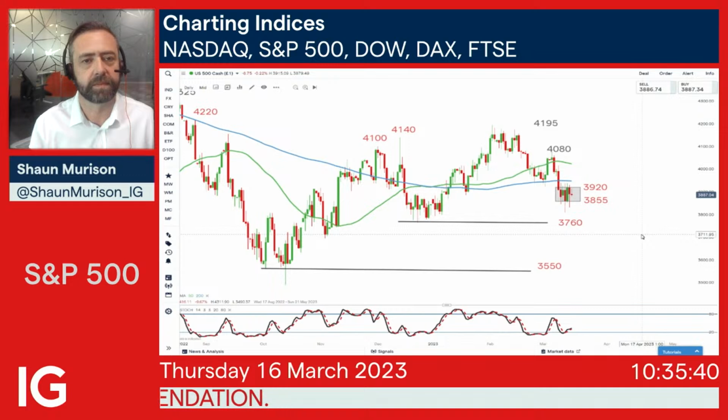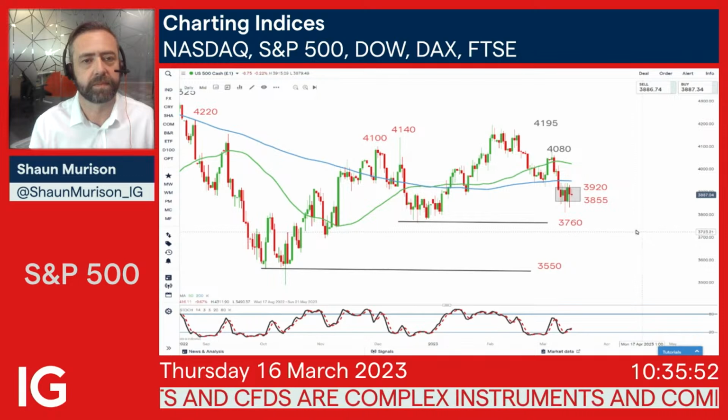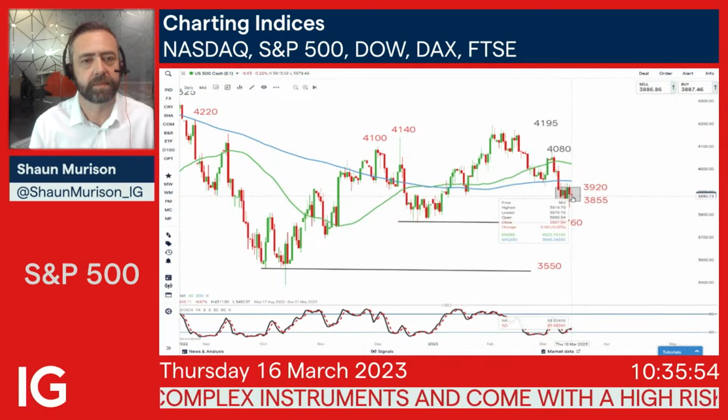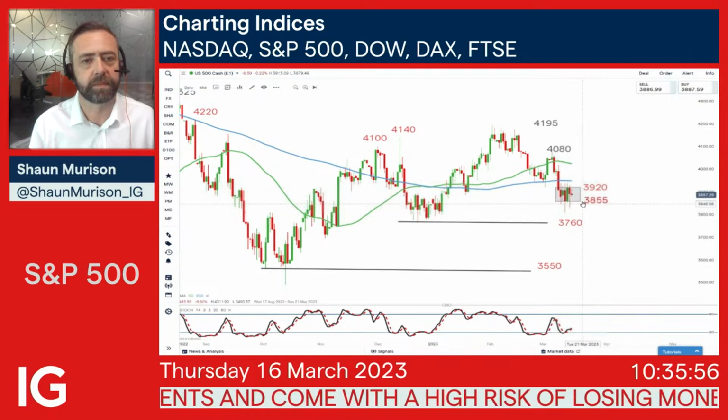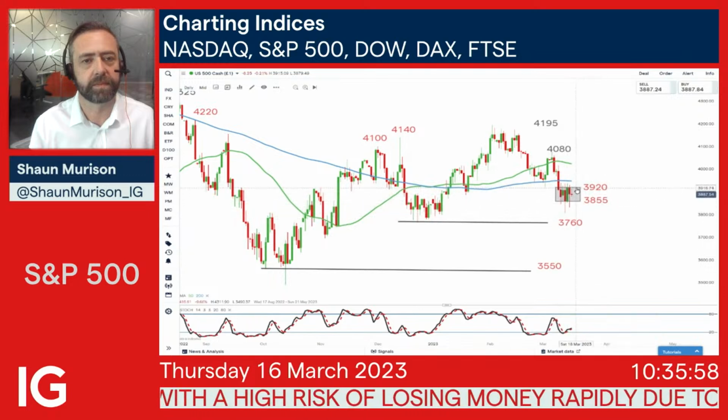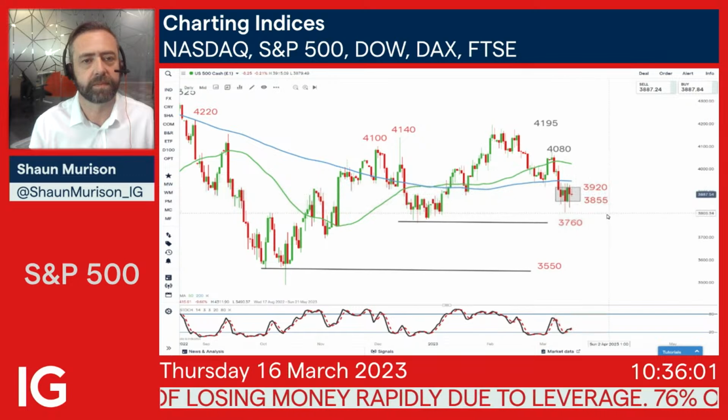In the short term traders will be focusing on this little trading range. We've got highlighted with that gray box, sitting between 3,855 as support and 3,920. We're trading in the middle of that range right now, so there's not a clear directional bias in the very short term. We want to see a break of either support or resistance for that next move up.